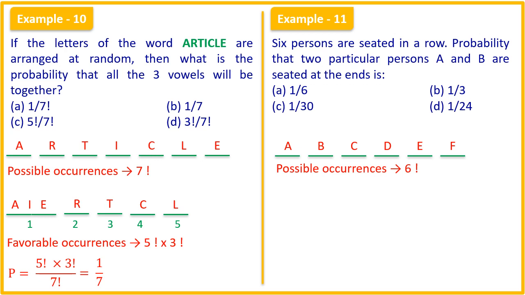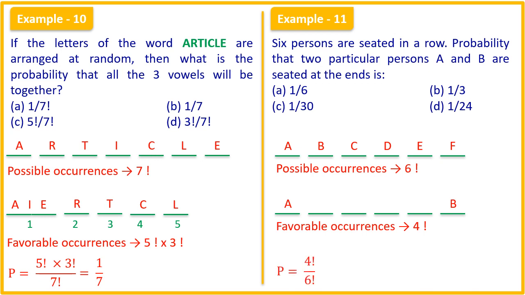Now what we want is that 2 particular persons are always seated at the end. So A and B are sitting at the end. The remaining 4 persons can be arranged in between in a total of 4 factorial ways, which I will say are favorable occurrences. So the resulting probability will be 4 factorial divided by 6 factorial, that is 1 out of 30.